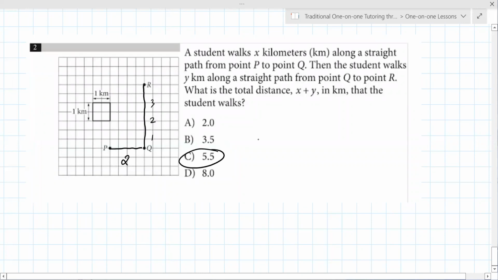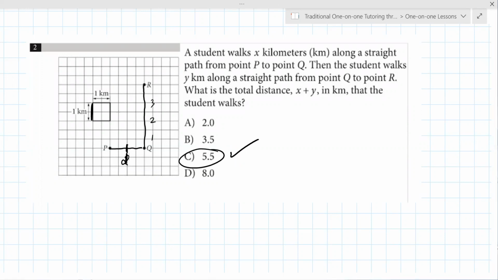What did you say? Not that. Okay. Did you see that every square was 2? No, I did not see that. Yeah, or I'm sorry, it takes two squares to make one. Sorry, I'm saying this wrong. So every square is 0.5 kilometers.